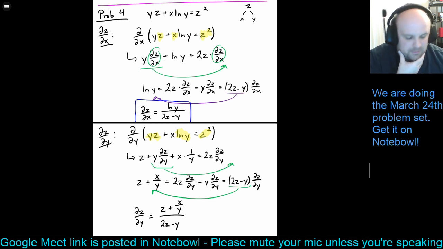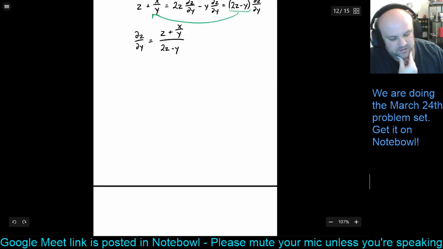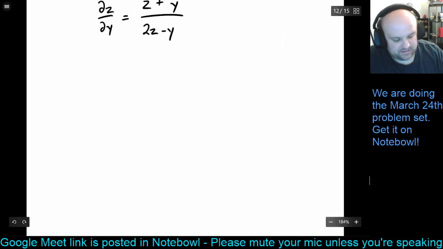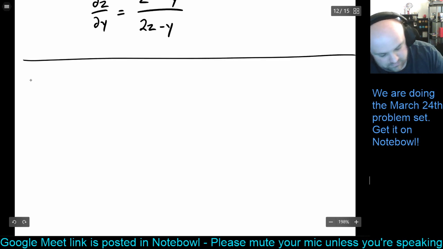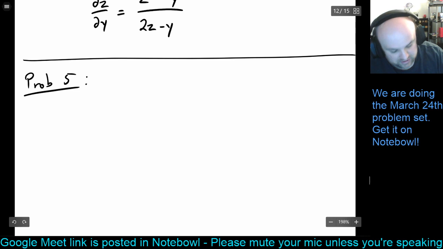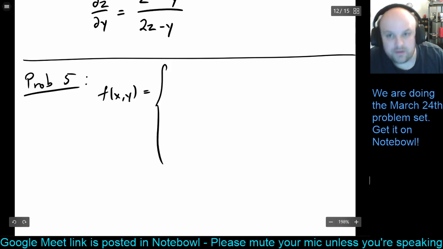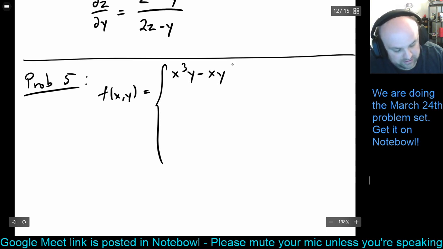So the next problem here is a bit more interesting. We're looking at a somewhat strange function. We're looking at this function f of x, y equals x cubed y minus x y cubed over x squared plus y squared, as long as we're not at the origin.